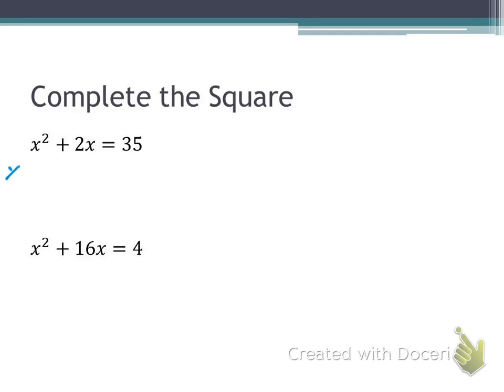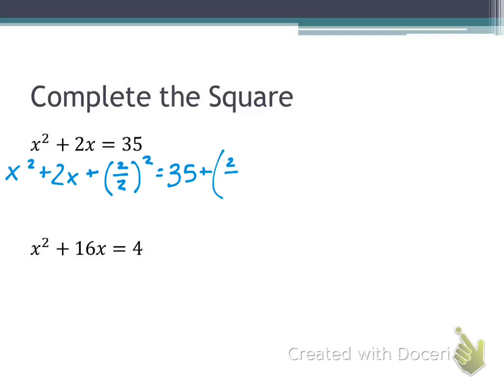I write x squared plus 2x. Then I put plus. This is the part where a lot of people get stuck because they go, what do I do next? Remember, you take b. What is b in this problem? 2. So I write 2, divided by 2. It's always going to be divided by 2. Then that is going to be squared. Equals 35. Whatever I do to one side, I do to the other.